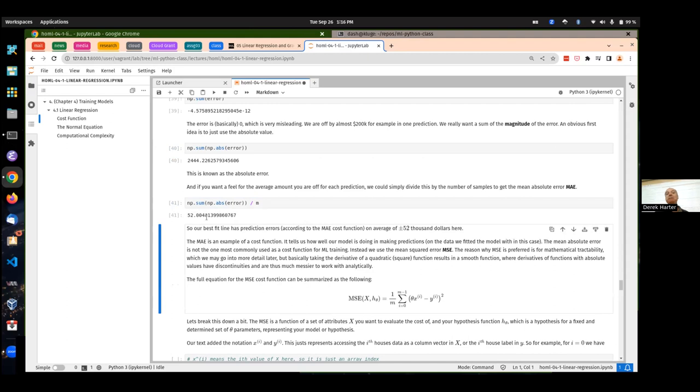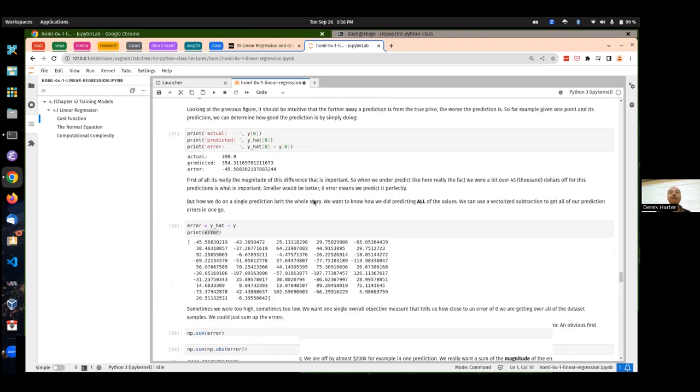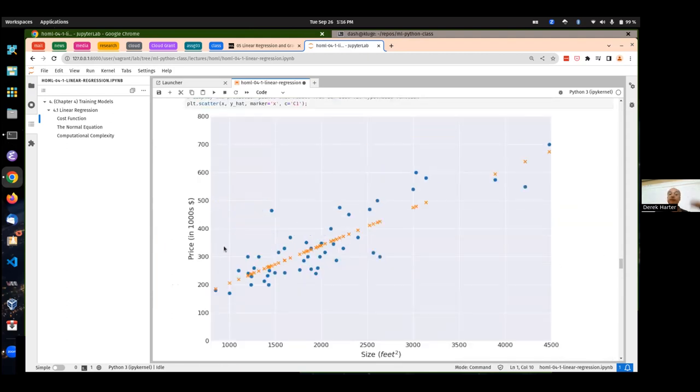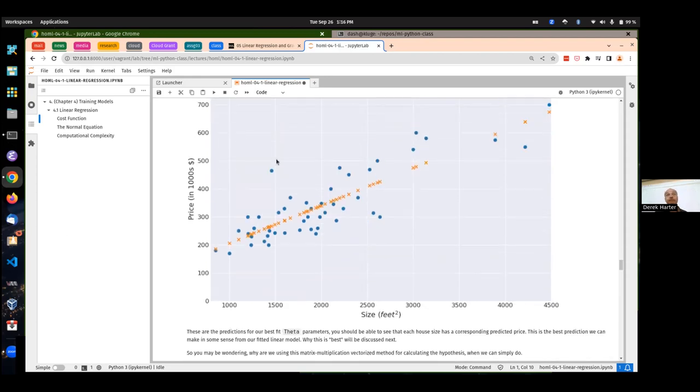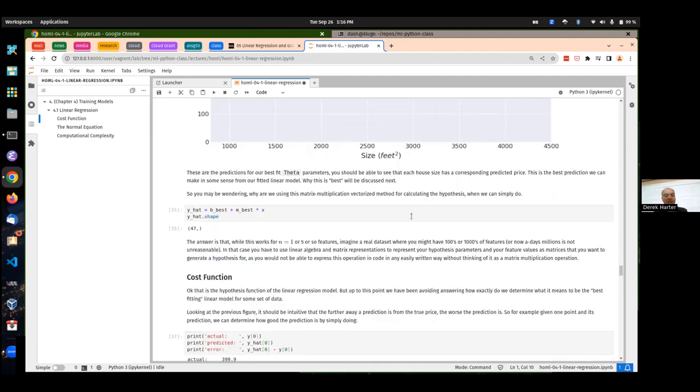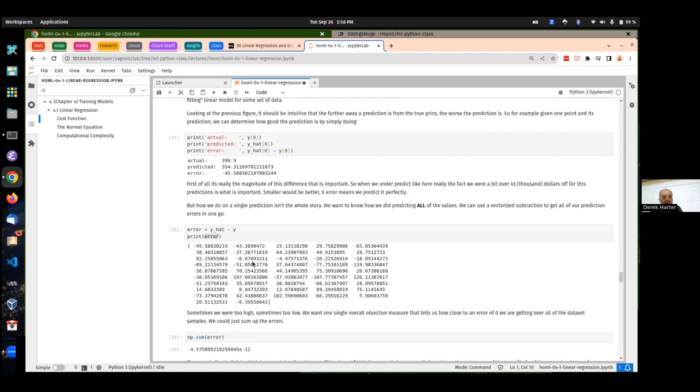So this means something. This means that on average, my predictions are off by $52,000 for this fitted model. Right. And sometimes it's more, sometimes it's less. But the average is $52,000.